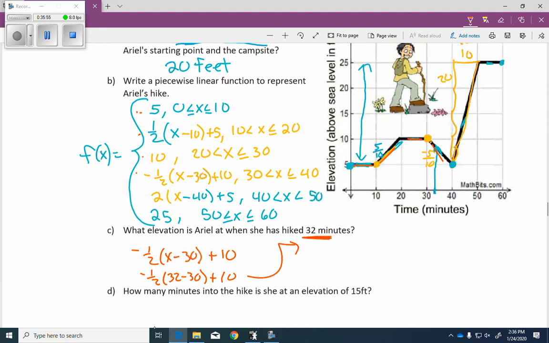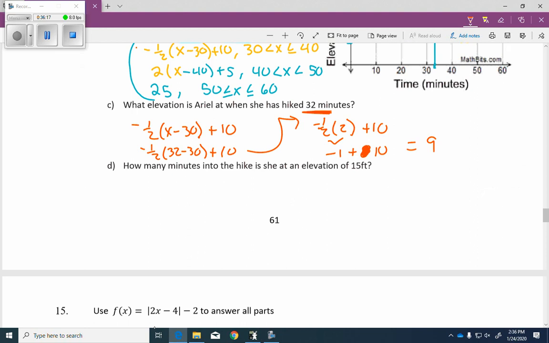If I follow the order of operations, I do what's in the parentheses first, and then I multiply this. Oops, I'm thinking ahead. And I wind up getting 9 as my answer. And when I look at the graph, 9 seems like it could make sense. 9, what are these units? Feet.